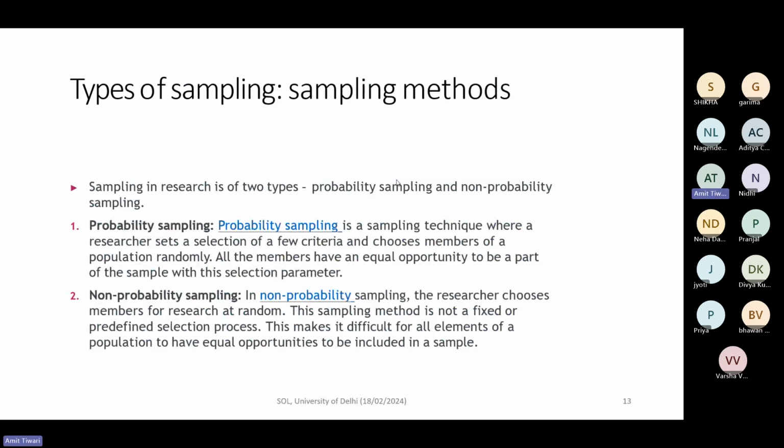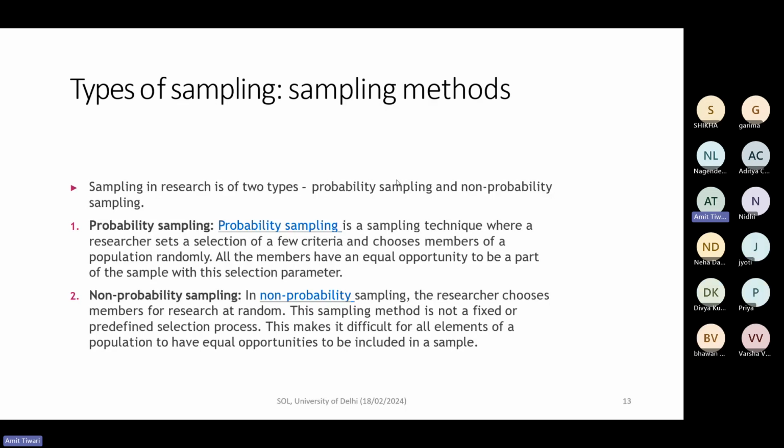And when I talk about probability sampling, what I mean is a method where a researcher sets some criteria so that the sample is derived randomly from the population. Each and every member of that particular population gets an equal opportunity.